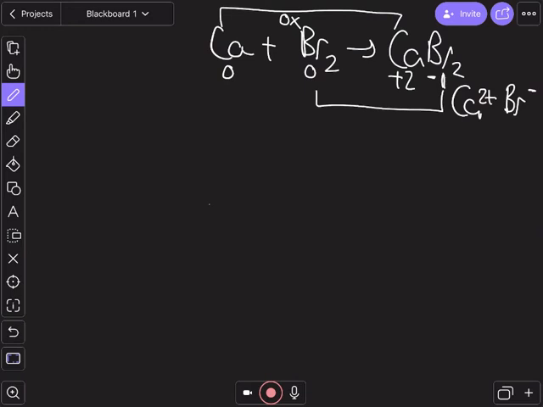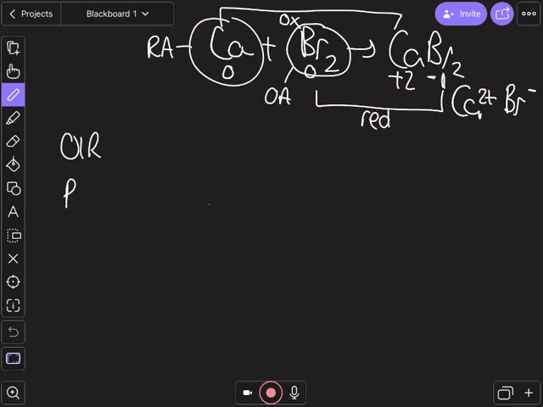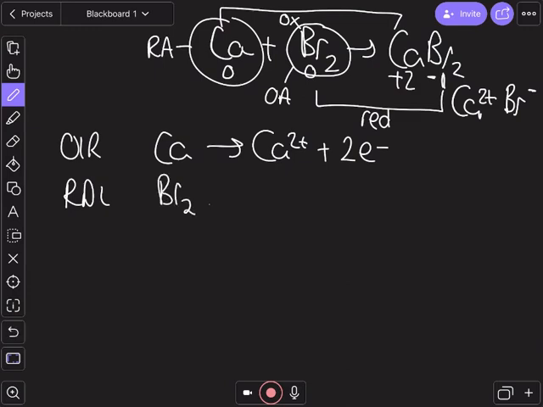Similarly, this is what is reduced. It's going from 0 to -1. This is our reducing agent up here, and this is our oxidizing agent here. So I'm writing my half equations. My half equation is calcium goes to Ca2+, and because it's the thing that has lost electrons, our electrons go here, and it's going from 0 to 2, so that's a 2 electron loss. I'm going Br2 is going to add 2 electrons. Is that correct?